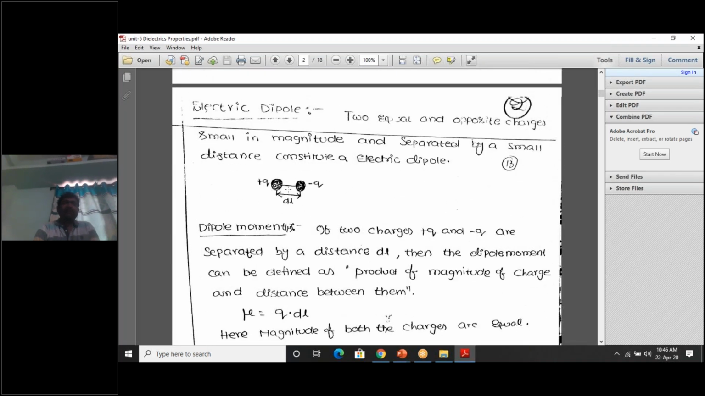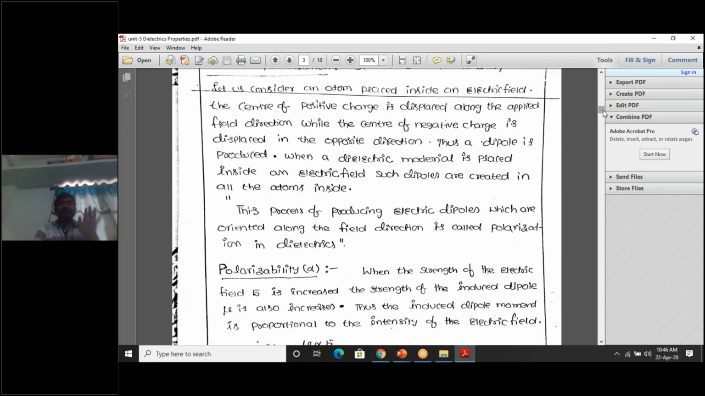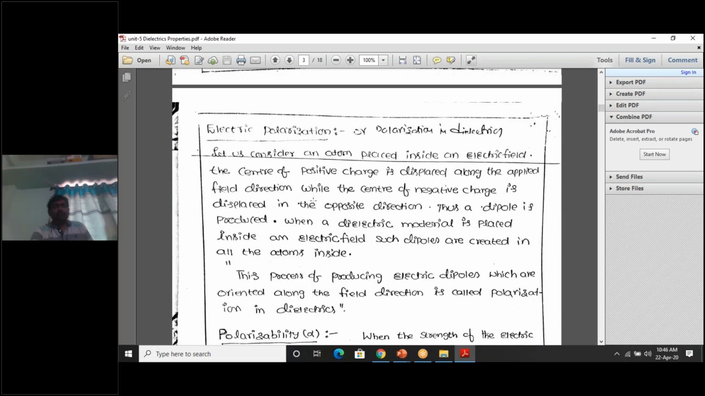Due to the application of an electric field. Okay, so here I apply the electric field in what direction? Negative x-axis, which means in this direction. In the same direction, the plus charge will move. In the opposite direction, the minus charge will move. Finally, it produces an electric dipole. So the process of formation of an electric dipole due to the application of an external electric field is called what? Polarization in dielectrics. If any insulator shows this property, that insulating material is called a dielectric.